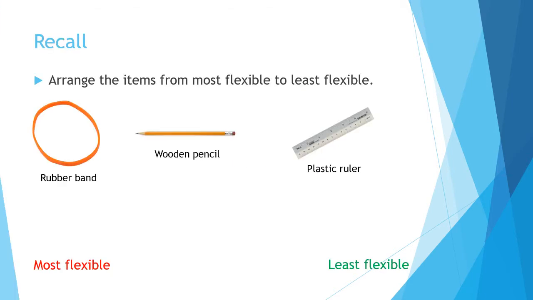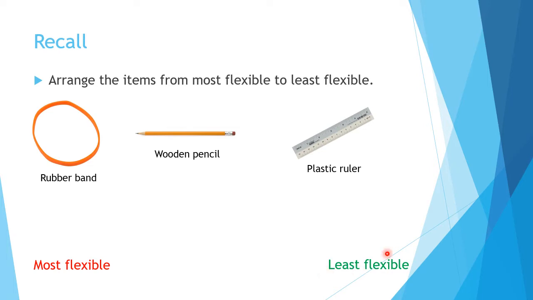So let's start with a recall from your last lesson. You're going to arrange the items from most flexible, so the one that can be bent the most. You choose rubber band, wooden pencil, plastic ruler. And then least flexible, the one that can be bent the least. If you bend it, it will really break.